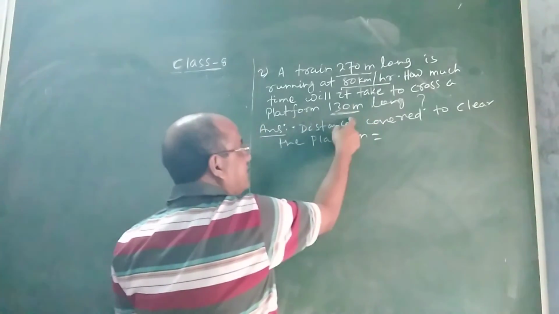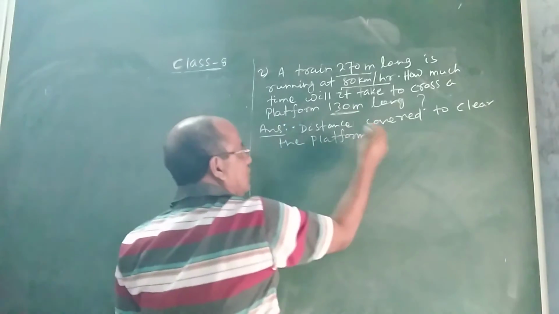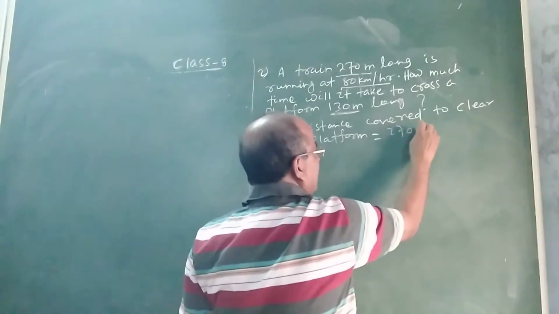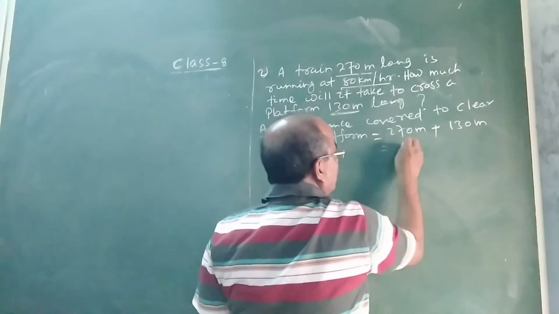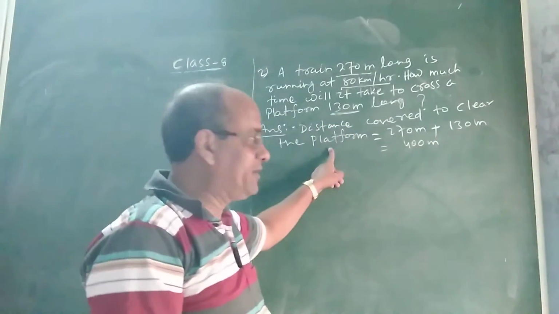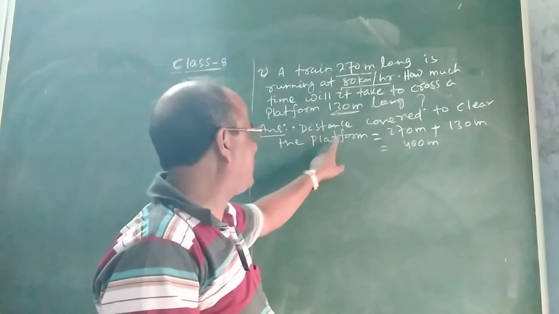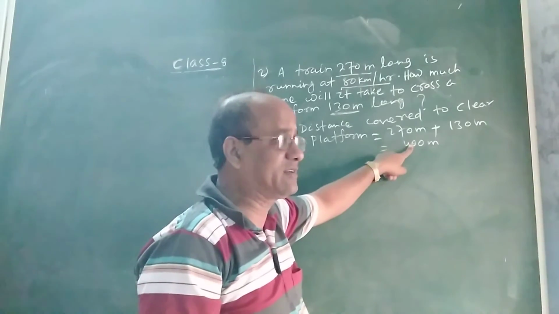Now it will cover a distance equal to the length of the train plus the length of the platform. You add the two. It is 270 meter, the length of the train, plus 130 meter, the length of the platform. So it will be 400 meter. What does it mean? It means when the train crosses the platform, it will cover a distance equal to 400 meter. Okay, this is the distance traveled.